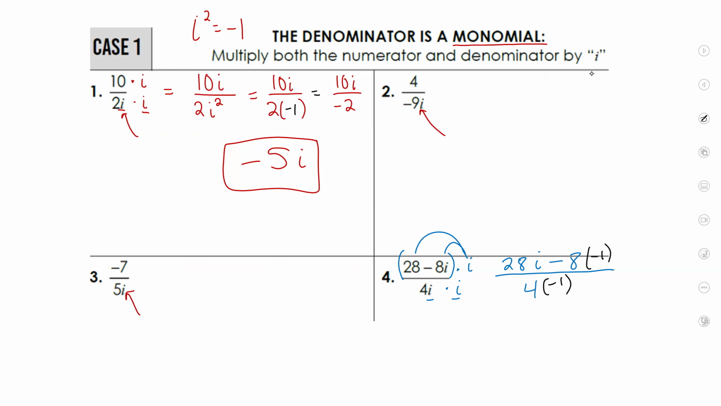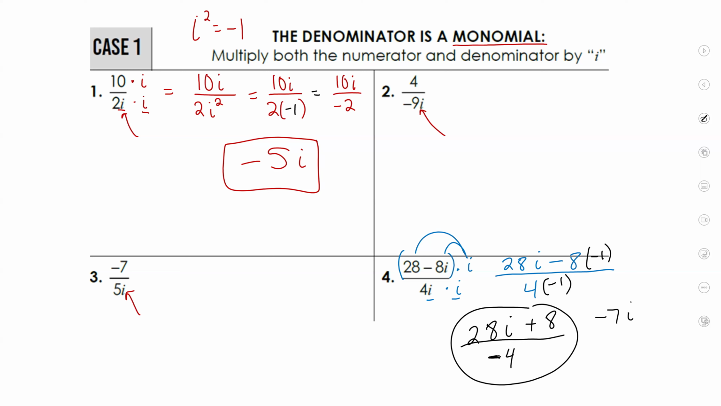Okay, so that means I have 28i. A -8 and a -1 is now a positive 8. 4 times -1 is -4. Now, what can all of these numbers be divided by? 4. What's 28 divided by 4? Or let's divide by a -4. So this will be -7i. What's 8 divided by -4? And -4 divided by -4? 1. Okay, that's your answer.